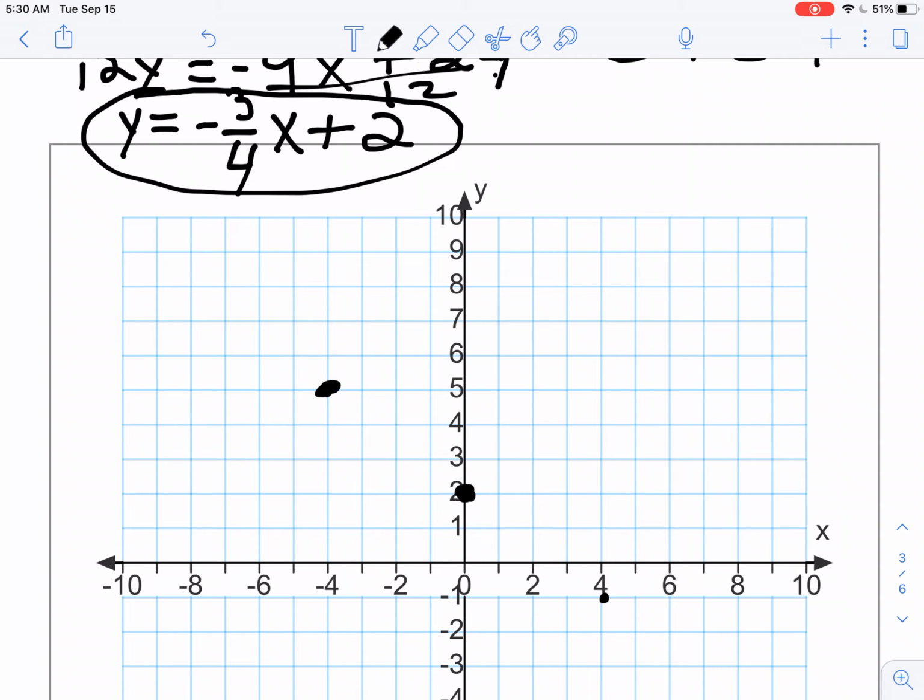Once we have a couple points, we can then plot it. We can make our arrows, because this will go on forever and ever. Alright, so now we have our line.